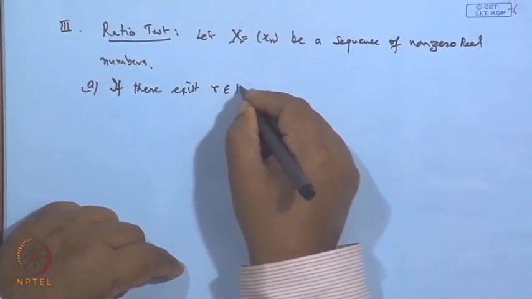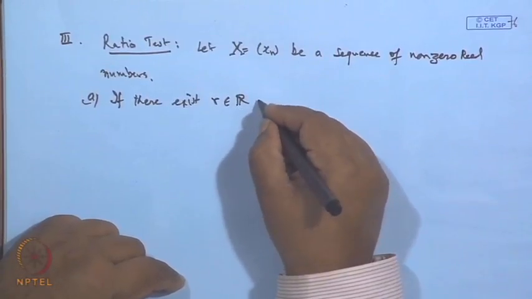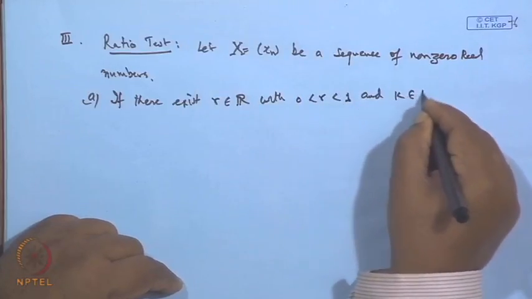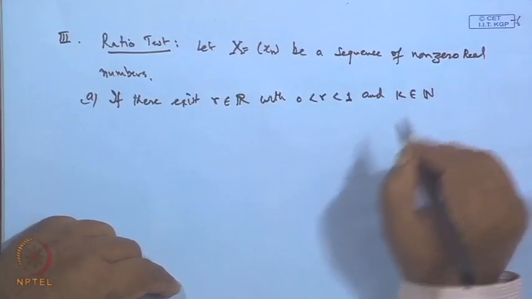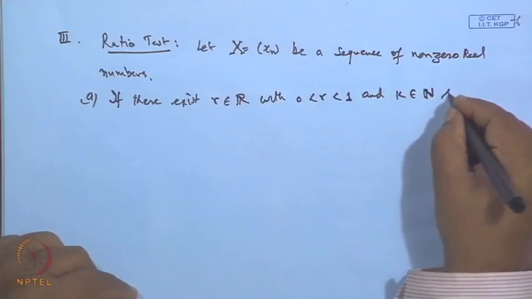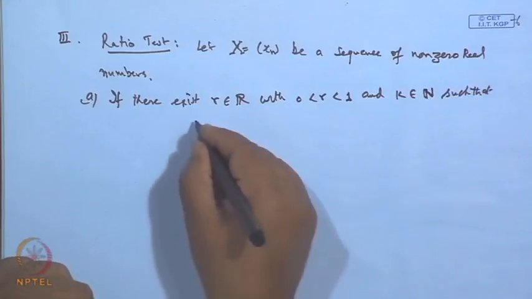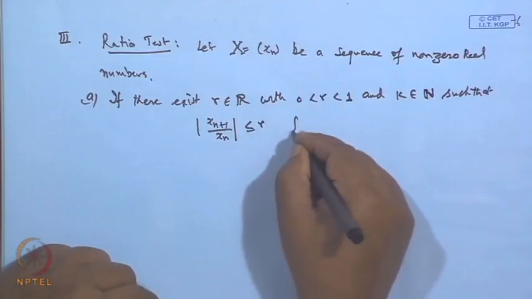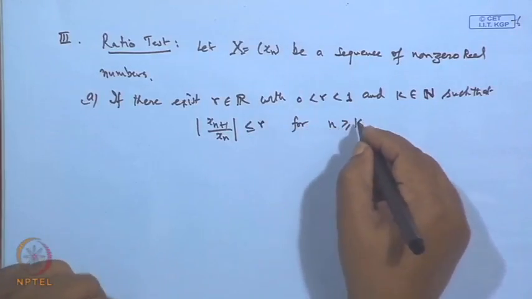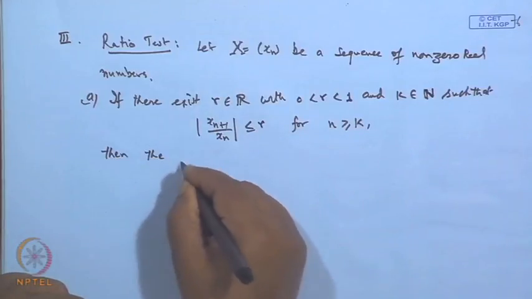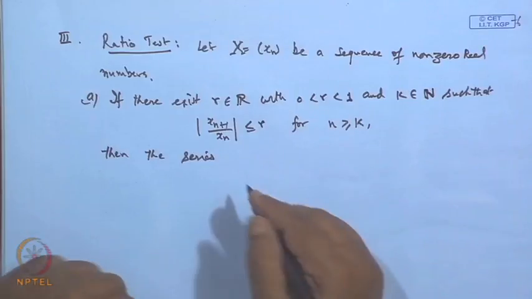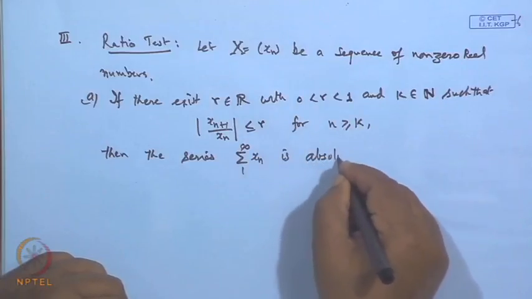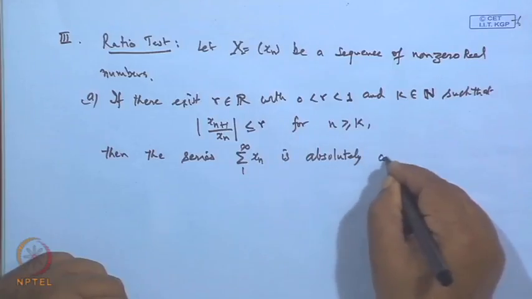R belonging to the set of real numbers with 0 < R < 1 and k belonging to the set of natural numbers such that |x_(n+1)/x_n| is less than or equal to R for n greater than or equal to k, then the series sigma x_n, n from 1 to infinity, is absolutely convergent.